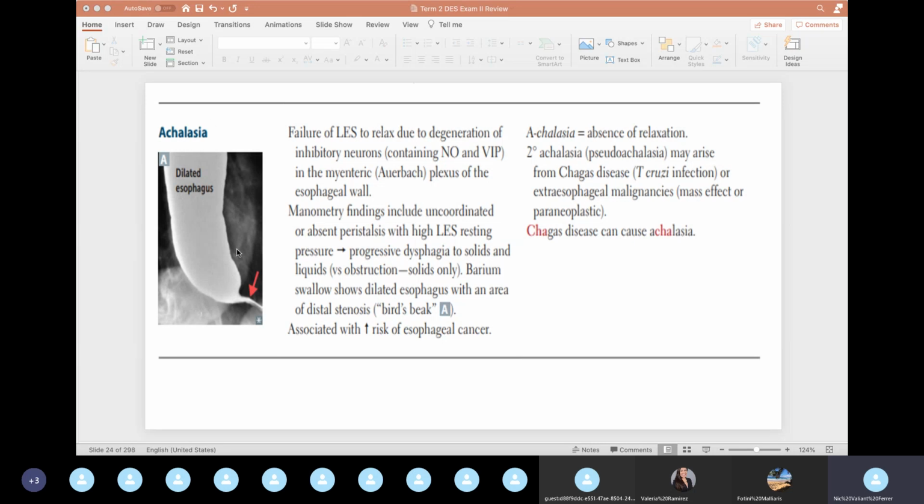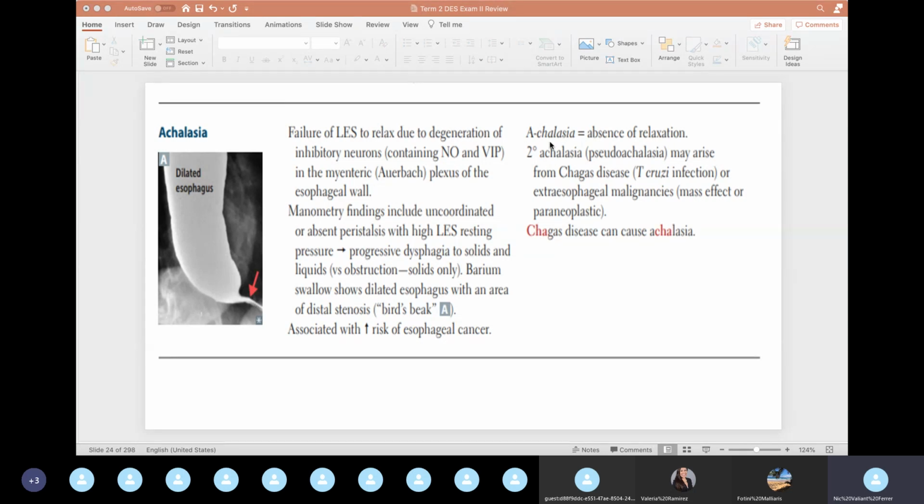Look at that. That's big. We call this one a bird's beak appearance, with an area of, look at the stenosis, the sphincter. You can have a dilated esophagus with an area of distal stenosis. So what if I have achalasia? You have increased risk of esophageal cancer.